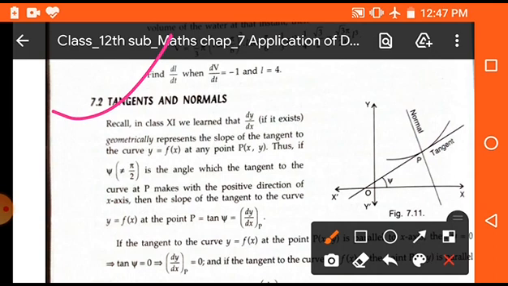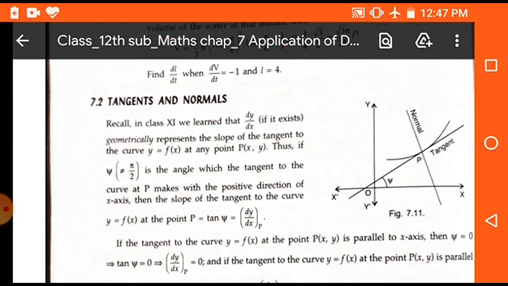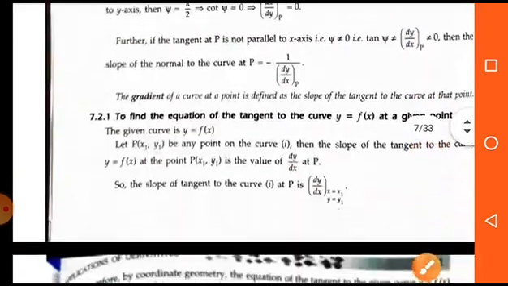If we draw a line from any curve and that line touches the curve at only a single point, then we can say that the line is tangent. And if we draw another line which is perpendicular to the tangent, then it will be normal. Clear? This is the definition of tangent and normal.